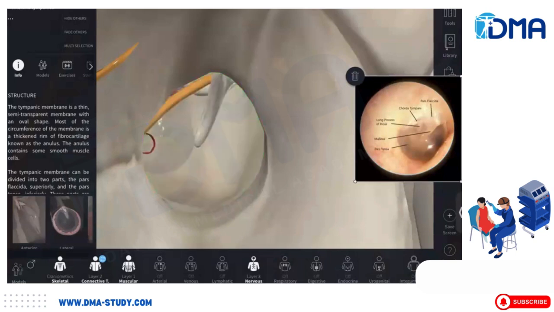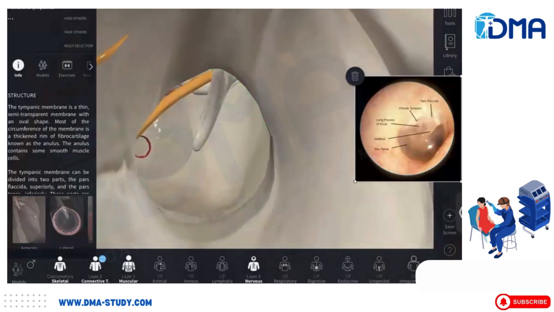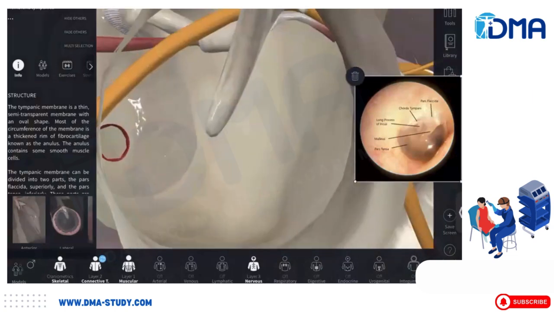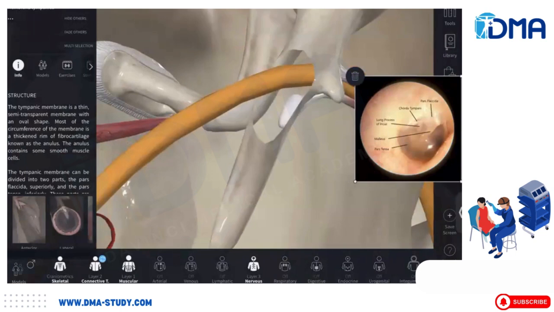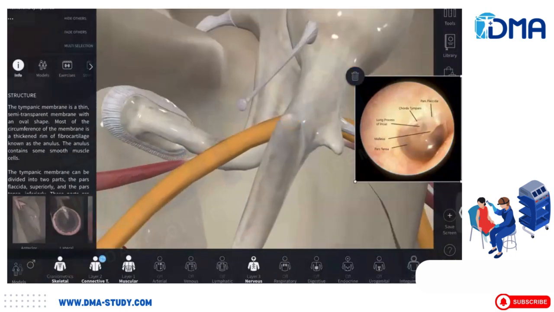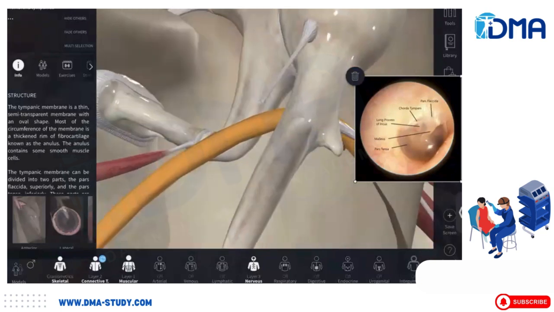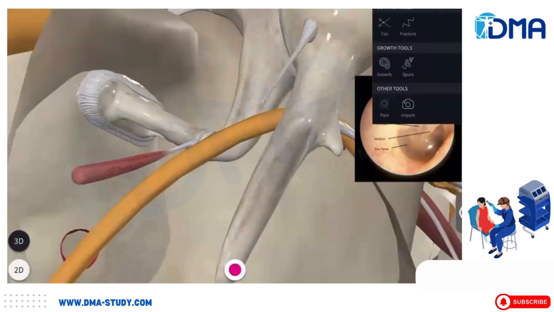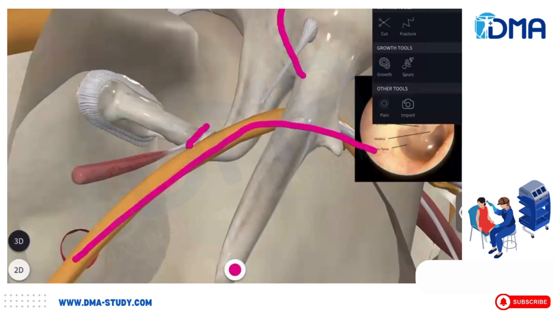Okay, look at this beautifully. This is the handle of malleus. Once you see the handle of malleus, you could go a little bit. See, beautifully we could see. This is malleus. I'm tilting the incus for you. So this is called the incudomalleolar joint. This one is the incudostapedial joint. Here you could see the chorda tympani now going just below the handle of malleus.